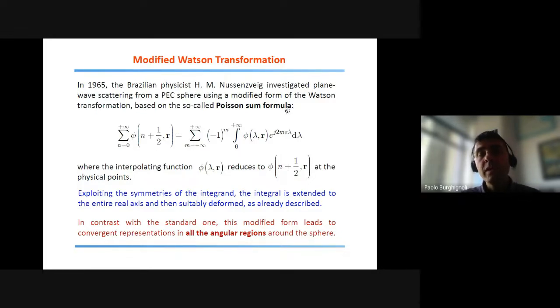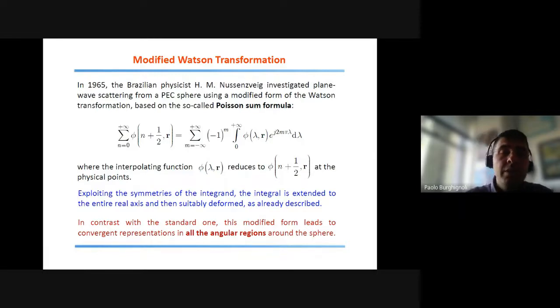The Poisson sum formula is known for being able to convert a slowly converging summation into a rapidly converging summation. In our case, what we need is, again, an interpolating function that reduces to the discrete addends that occur in the original summation, and that is a function of the complex variable lambda. Now, it is possible to extend the integral over the complex variable lambda to an integral that is made on the entire real axis, and then once you are there, you can deform the contour, as we already described, in order to achieve an asymptotic analysis through the steepest descent method.